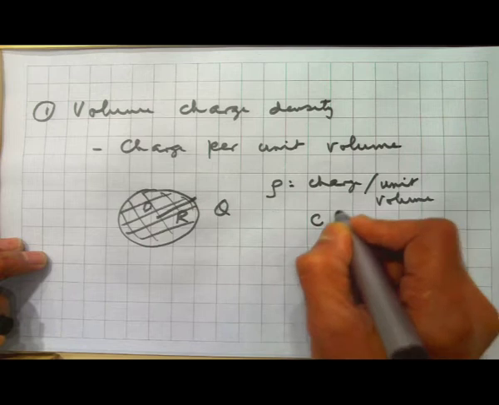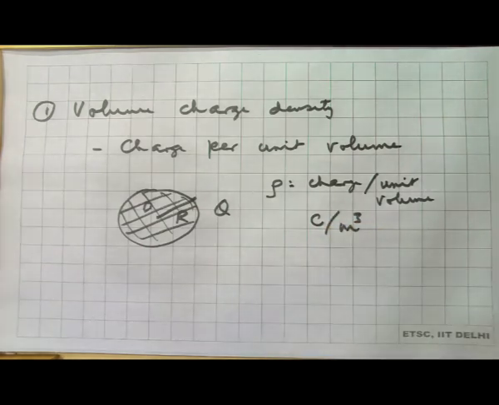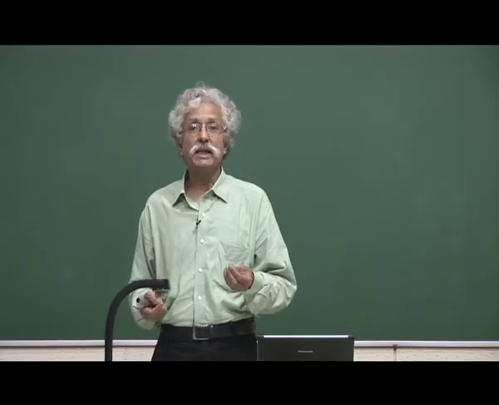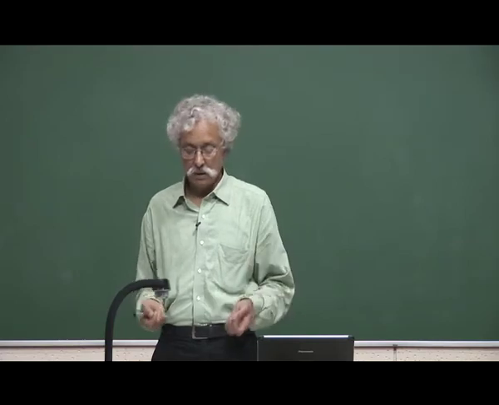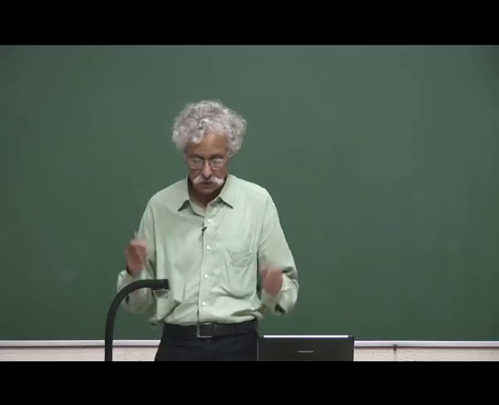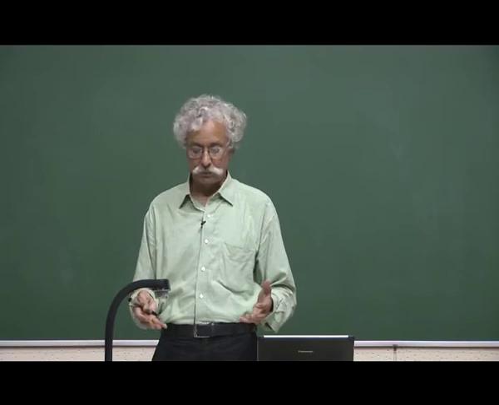And it has units of coulomb per meter cube. Now, we must remember the charge is actually quantized and they are charges distributed like particle charges. So, the volume that we need to take is large compared to the separation between these charges, but small compared to the macroscopic size of an object.